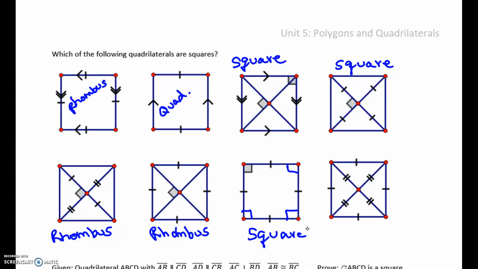We like him. This guy, I know opposite sides are congruent, so I know it's a parallelogram. All four sides are congruent, so I know he's a rhombus. My diagonals are congruent, so I know he's a rectangle. So because all three of those things are true, he is a square.